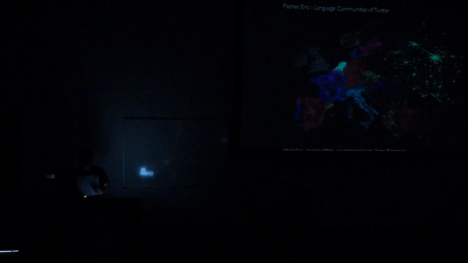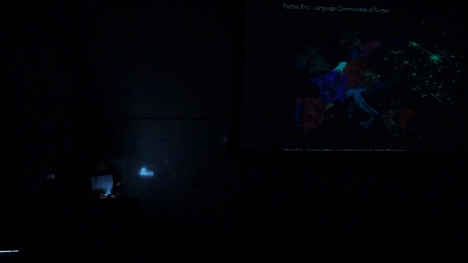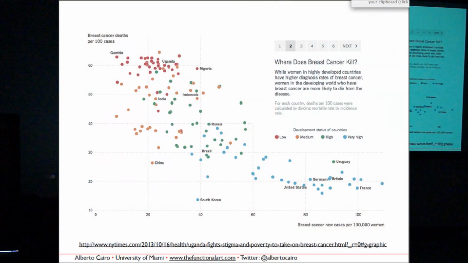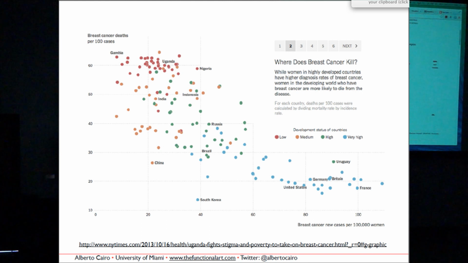Let me show you an example of a very simple graphic that does this very, very well. It's a graphic by the New York Times. We all admire the New York Times. They get things wrong sometimes also, but in this case they got things very, very right, in my opinion. And as you will see, it's not an extremely complex visualization. It's just a simple scatter plot.